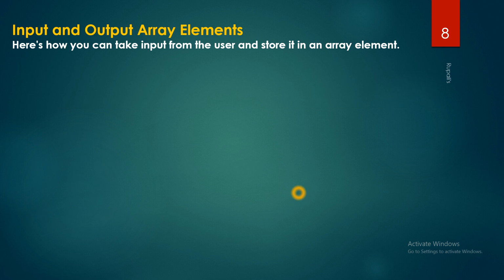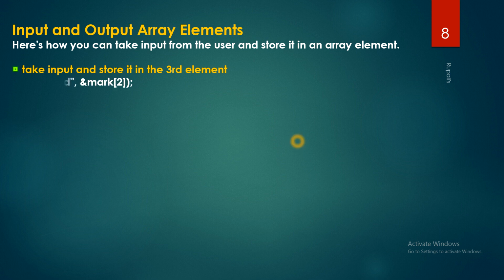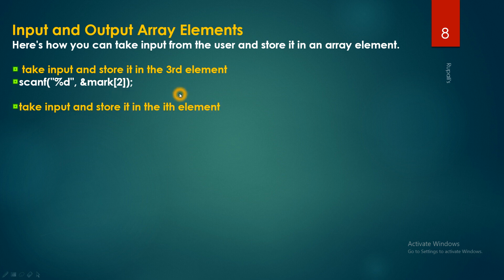Input and output array elements. Here's how you can take input from the user and store it in an array element. First, take input and store it in the third element. So the third element means the index is 2. So you have to write scanf("%d", &mark[2]) because it is an integer. So in this way I can take the third element value from the user. Now take input and store it in the ith element. If it is the ith element, how can you write it? Because the array starts from 0, you have to write &mark[i-1].